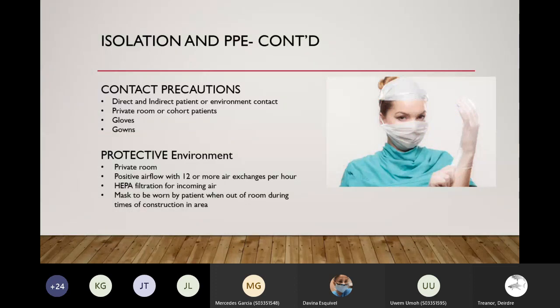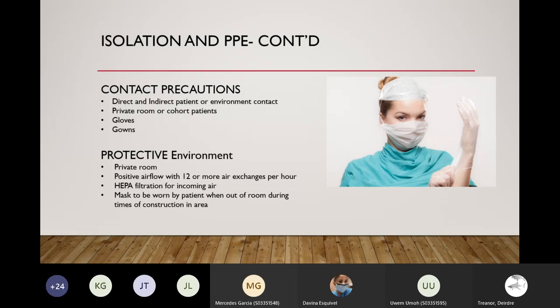Contact is direct or indirect patient or environment contact. Private room or cohort, again, patients must have the same infection. Gloves and gowns. Okay. So we're talking about MRSA, C. diff, VRE, scabies, RSV in children or immunocompromised adults. Those are contact precautions.